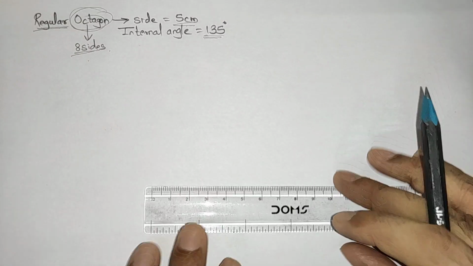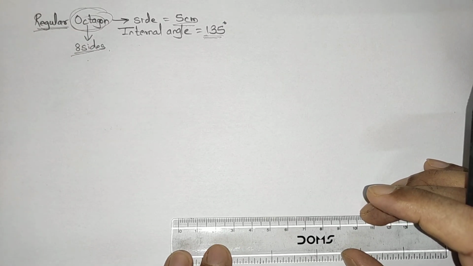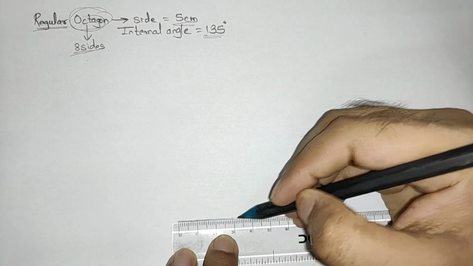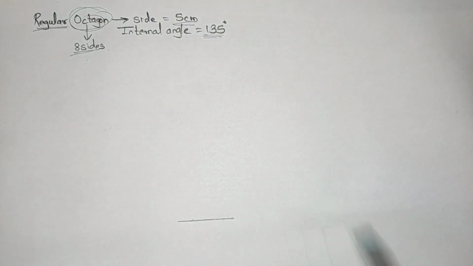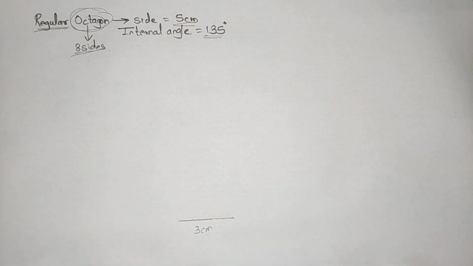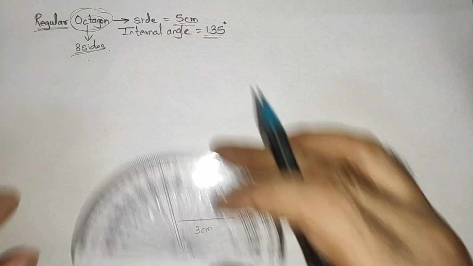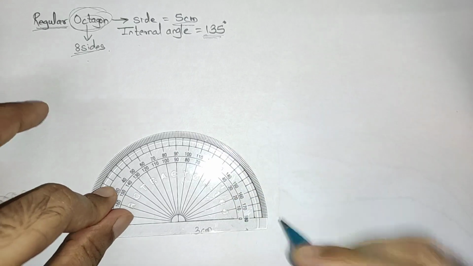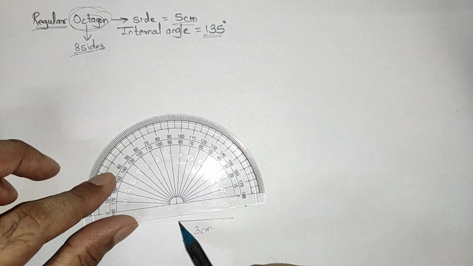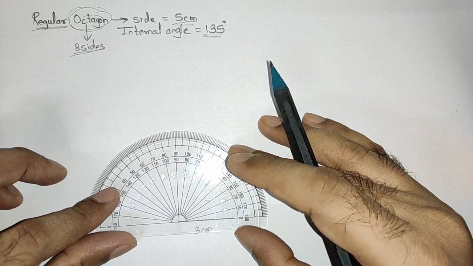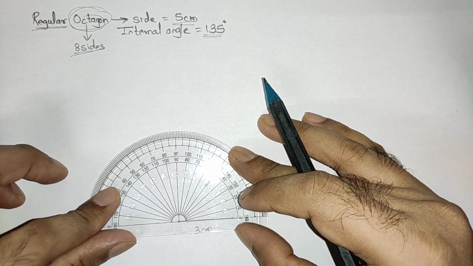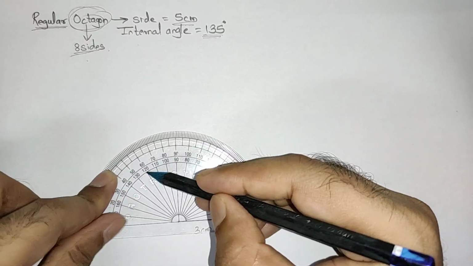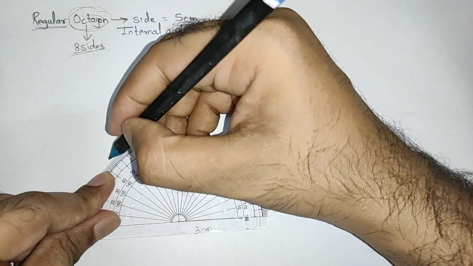Let's start. First of all, we'll draw first line segment or the base of length 3 centimeter. So first line segment has been drawn. Now for the second segment, you're going to place a protractor this way. Place it in such a way that this point and this point coincide. Start counting from 0. 0, 10, 20, 30, 40, 50, 60, 70, 80, 90, 100, 110, 120, 130 and 135 over here.